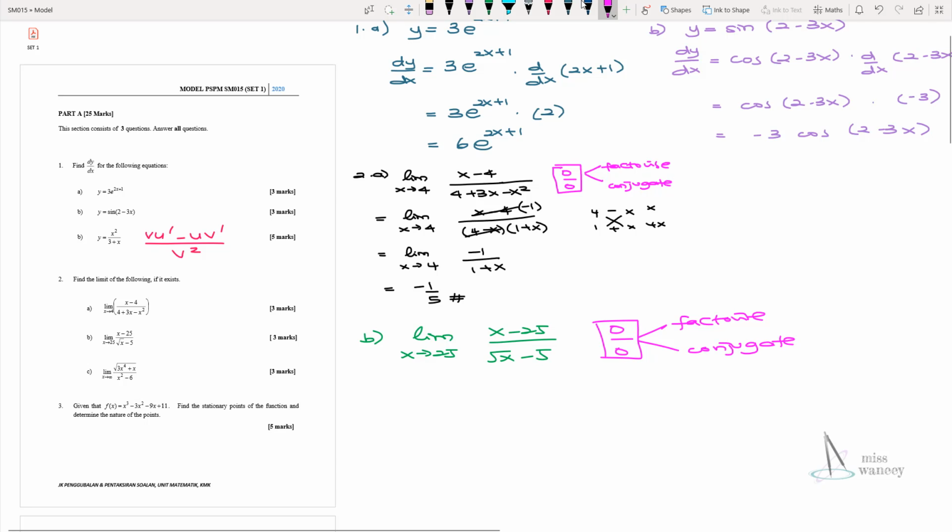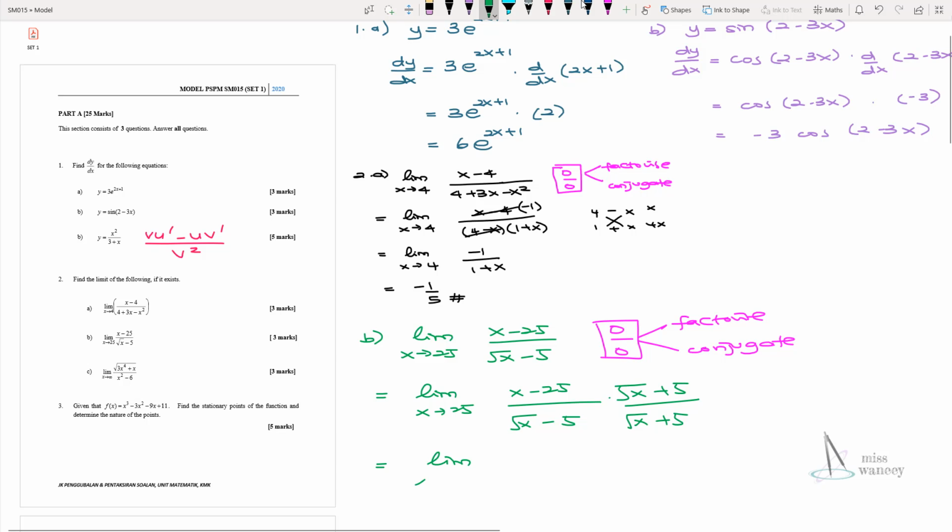So I do see something with a surd, so I'm going to times with the conjugate. So this is the limit as x approaches 25 of x minus 25 over square root of x minus 5, multiply with square root of x plus 5 over square root of x plus 5. Okay, so when you times with its own conjugate, then you expand. Otherwise, you're going to leave them inside a bracket. Okay, so for the top, they are not conjugates of each other. So I'm going to leave them.